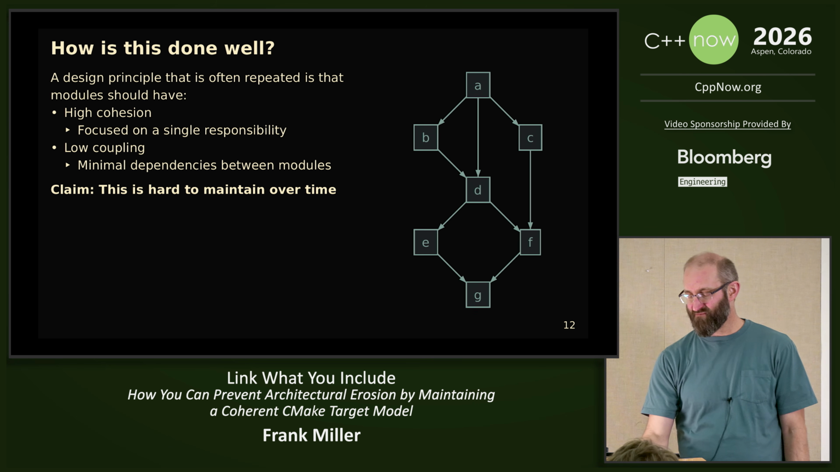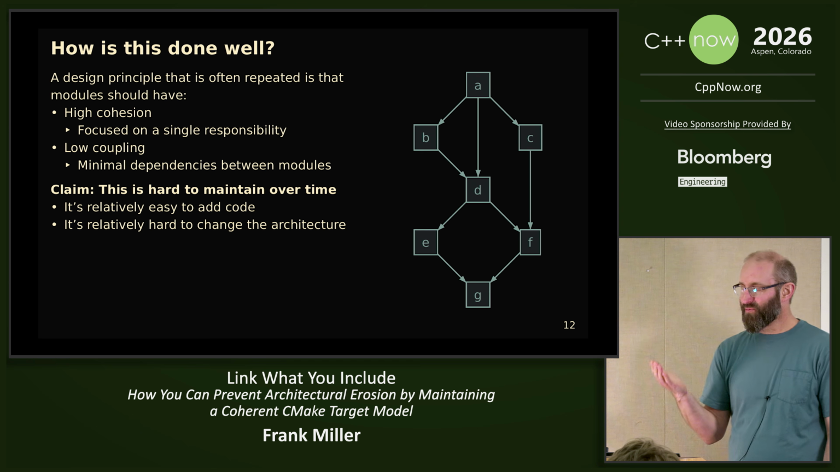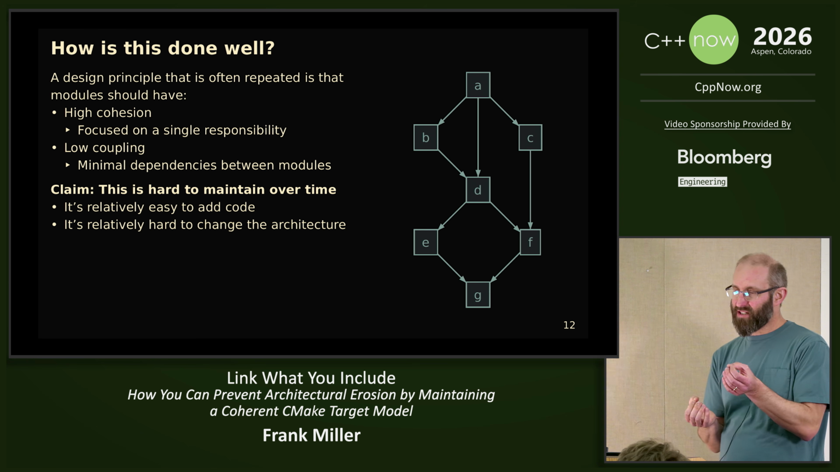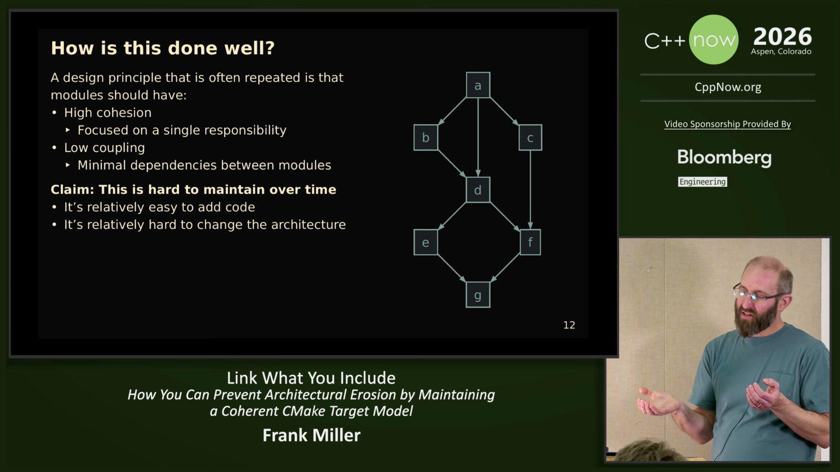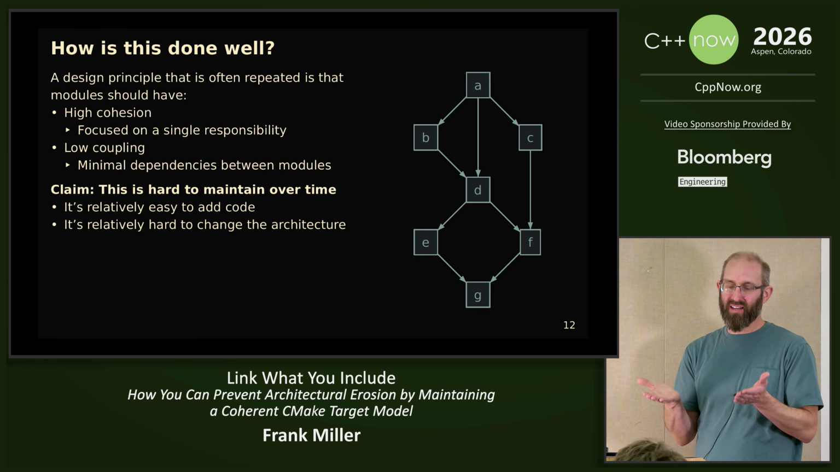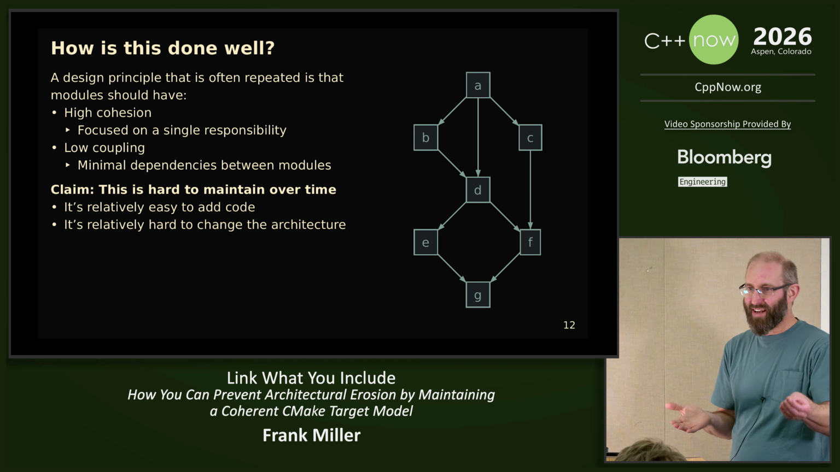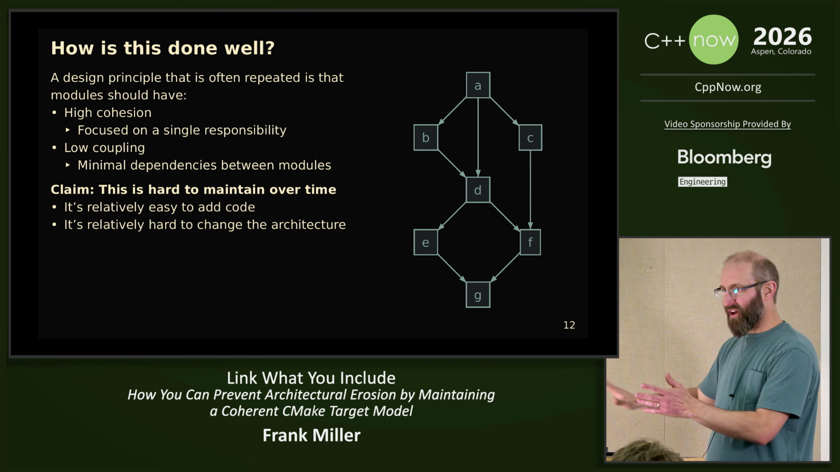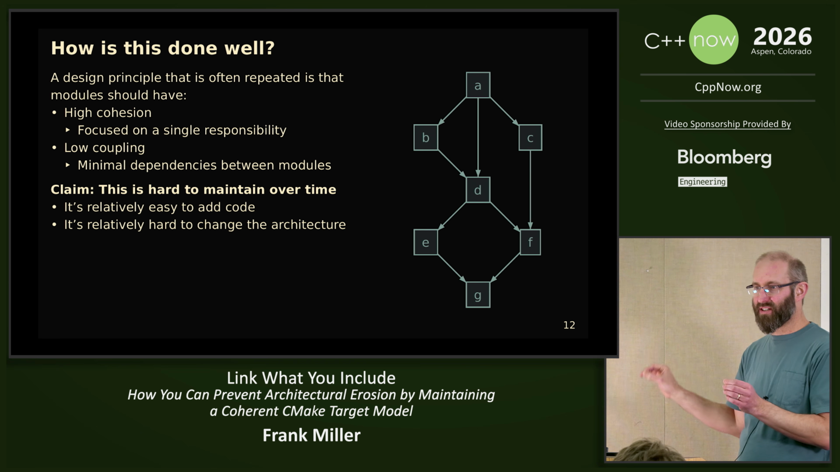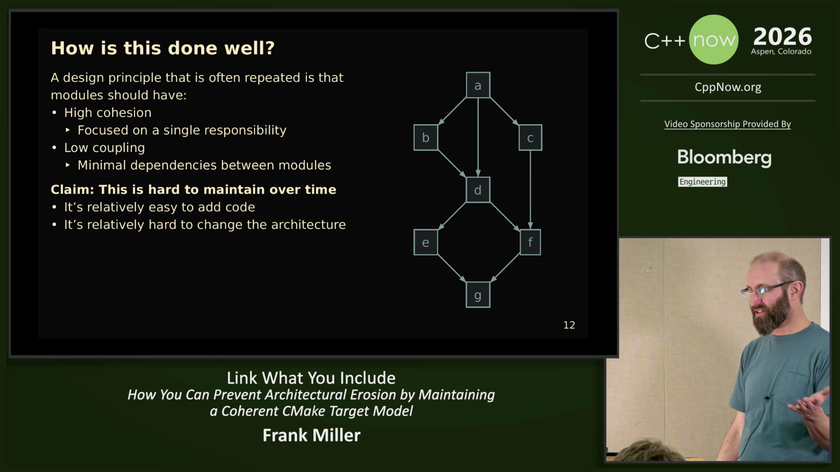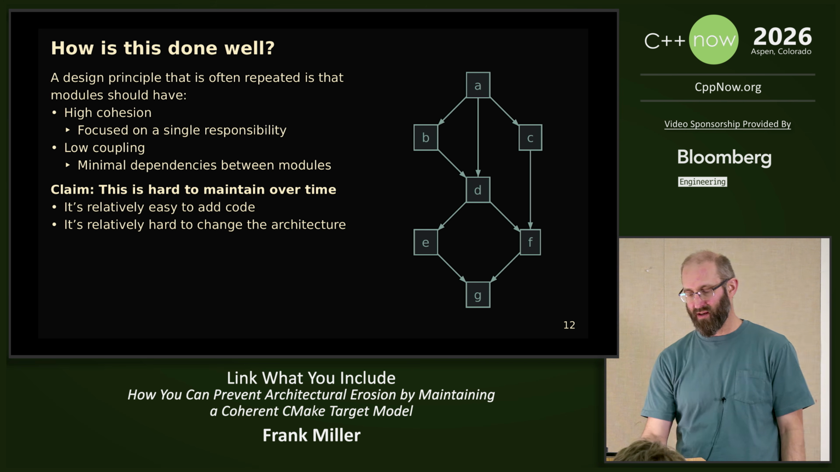That's hard. And I think the reason is really simple. It's just the cards are stacked against us. It's relatively easy to add code, and it's relatively hard to change the architecture. It's not like it's impossible to change the architecture. It's just a lot harder than it is to just add code. And after 20 years of just making little tiny changes, we probably should have made some bigger architecture changes along the way, and it's just easy to lose sight of that.